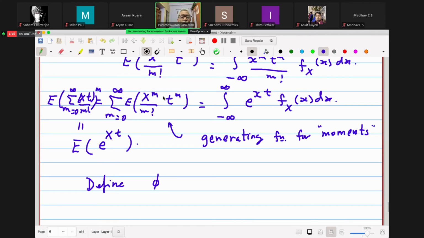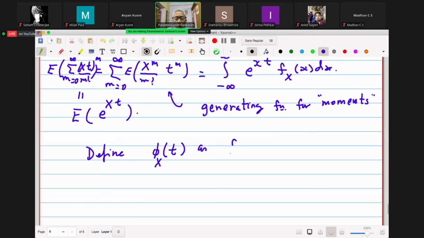So you see, you can just think of this as a formal variable t. So phi of t, phi x of t, as the integral from minus infinity to infinity. You just put here e power i x t. That's all you do, times f x of x dx. And the thing is, this always exists.